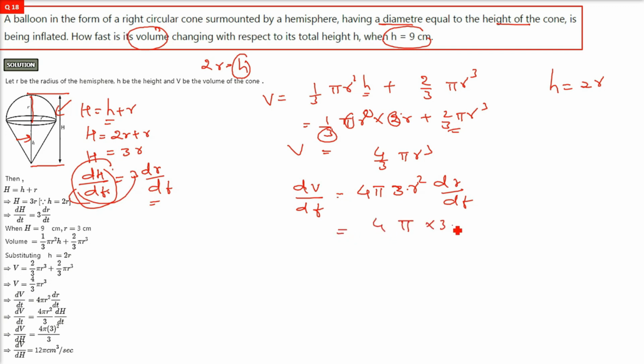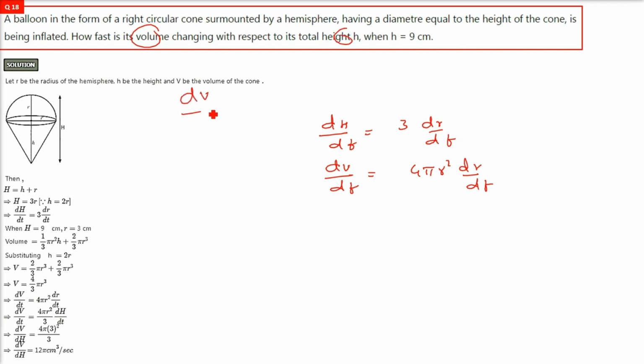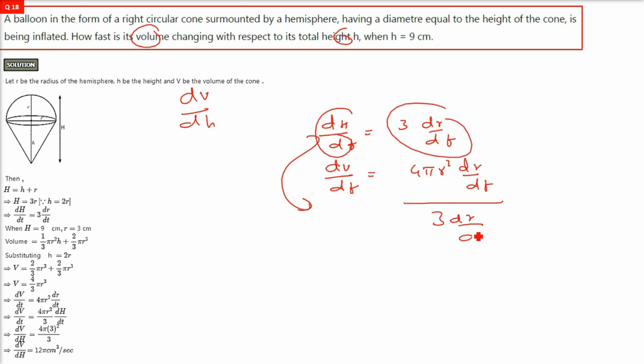Here dr/dt is replaced by dH/dt divided by 3, since dH/dt is equal to 3 dr/dt. This we have already done, and dV/dt is 4 pi r square dr/dt. Now we need dV by dH, that is d capital V by d capital H, not small h. I am writing small h, but it is d capital H, because h we have taken as the small height and capital H is the full height.